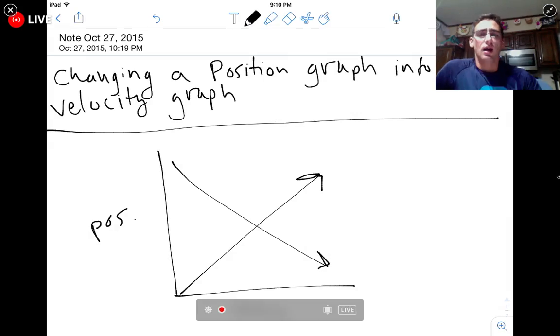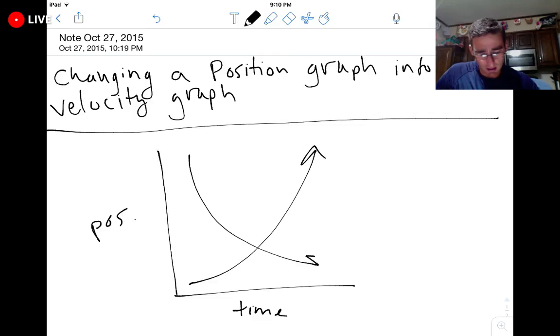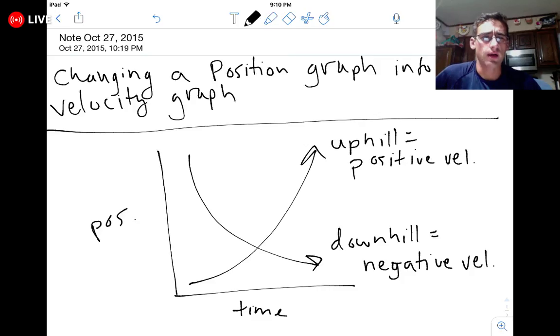And this could even be curved. It doesn't have to be uphill or downhill like that. It could be like that's uphill, that's downhill. But the big thing we want to see is that uphill means positive velocity, whereas downhill means negative velocity. Okay, so that's really important.